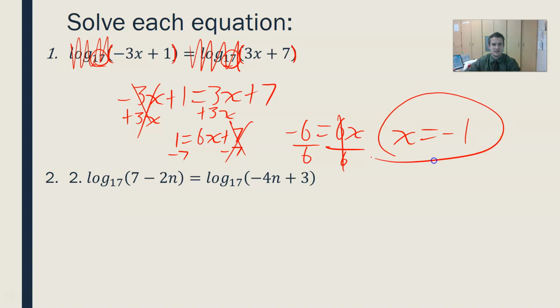Negative 6 divided by 6 is negative 1. Well, let me just double check. Let me plug that back in here. Make sure indeed that I get the log of this number equals the log of this number.